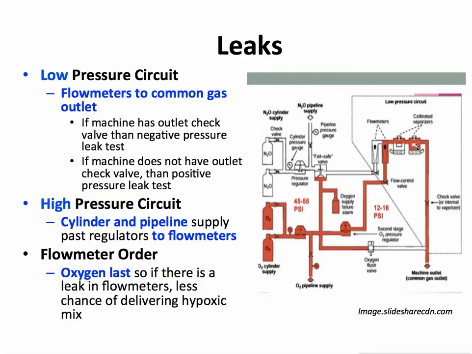The high pressure circuit is the cylinder and pipeline supply past the regulators to the flow meters. The flow meter order is with the oxygen flow meter last. Why is the oxygen flow meter last? So that if there happened to be a leak in any of the flow meters proximally, the last one would be oxygen, and there's less chance of delivering a hypoxic mixture.